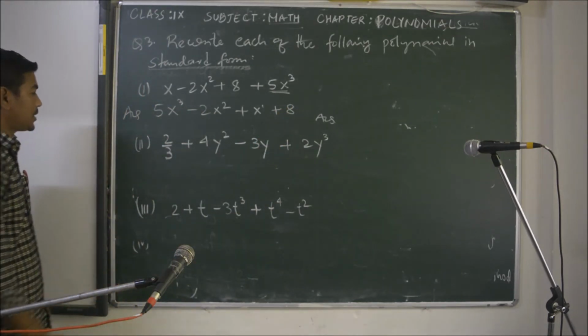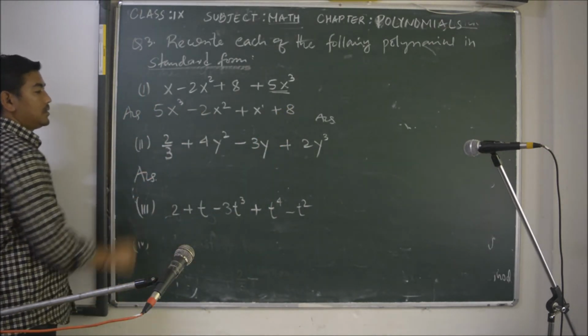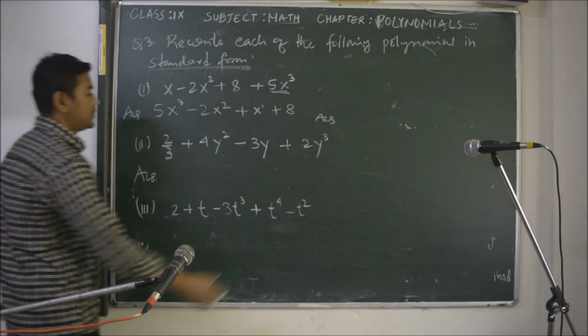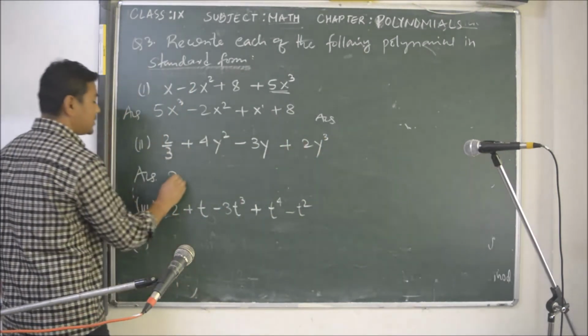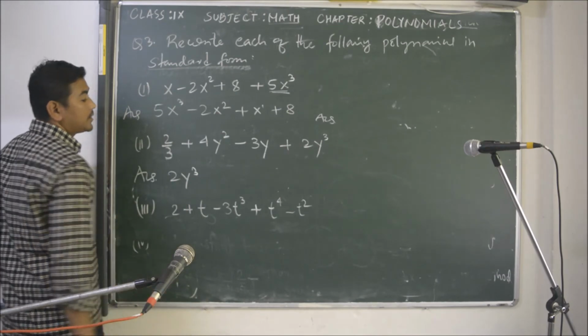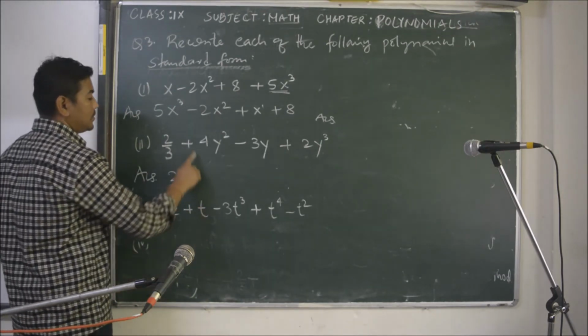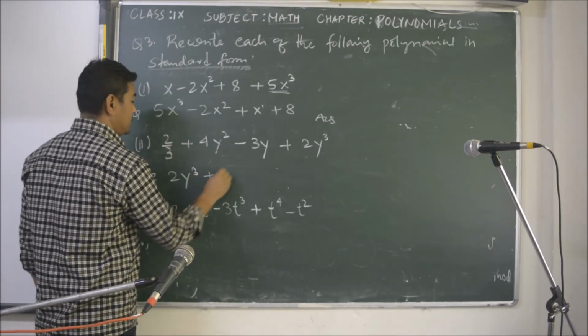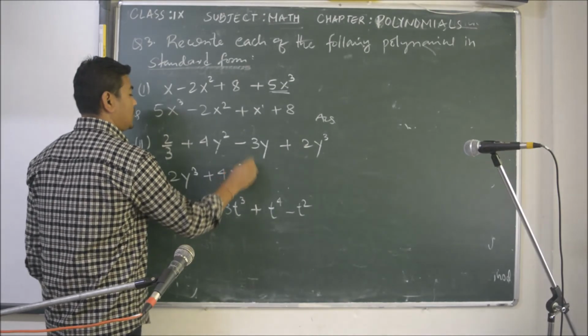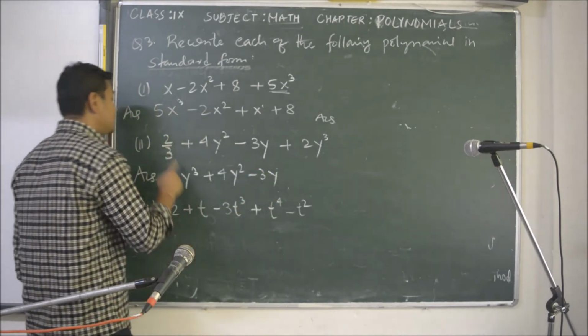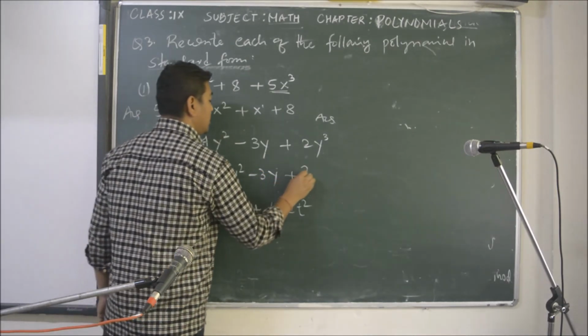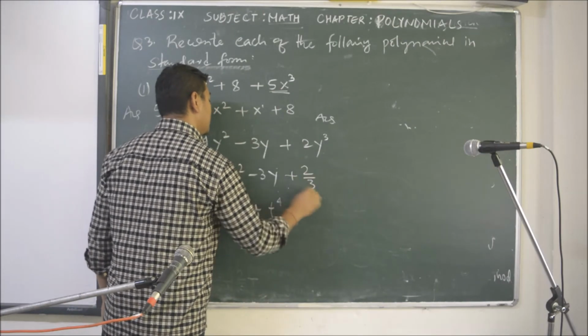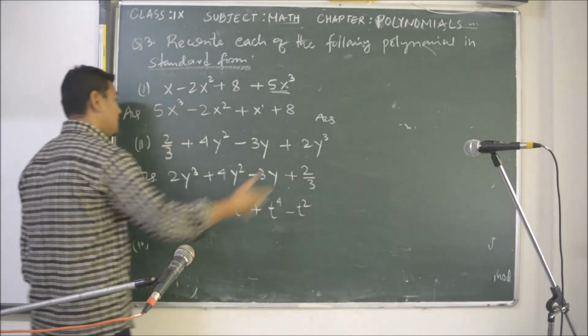Now let's come to the second question here. Which is the highest power term? This 2y cube, we'll write it first, and second highest is plus 4y square, and third one is minus 3y, and last you'll get 2 by 3. So a constant number, the constant term always comes at the end.